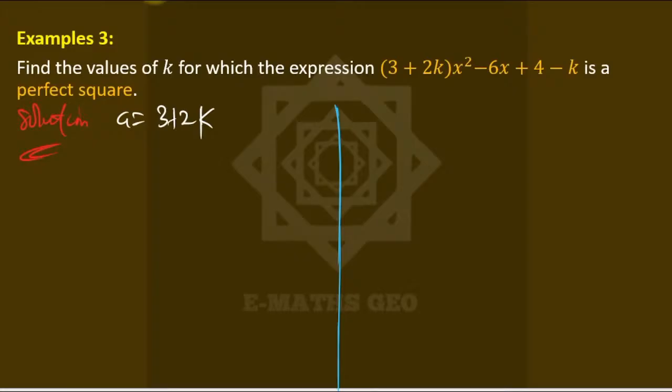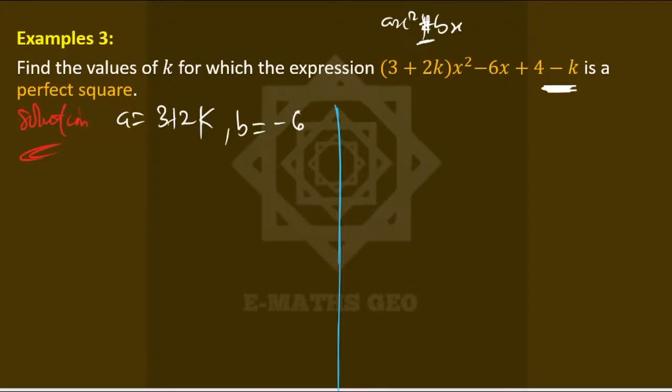b is minus 6. Yes, the coefficient of x. c is now 4 minus k, which is what we will now add. Yes, remember, a quadratic expression is always ax squared plus or minus bx. So the one they added already now is 4 minus k. So let's just leave it.